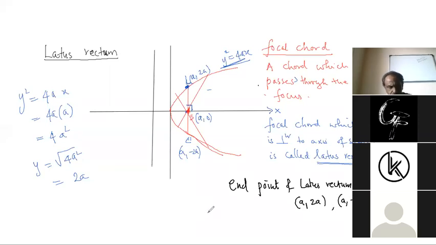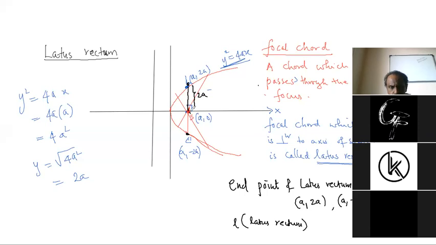And the length of the latus rectum will be, can you tell me? What will be the length from here till here? The y coordinate is 2a, which means this much is 2a. So this also should be 2a. So what will be the length of the latus rectum? 4a. Note that the equation of the parabola is y square equal to 4ax. That means whatever the coefficient of x is, that is the length of the latus rectum.